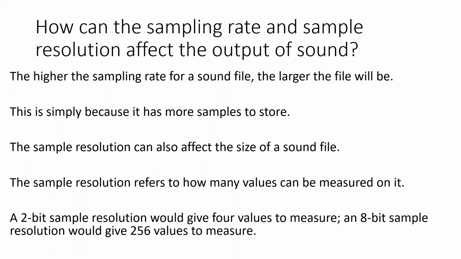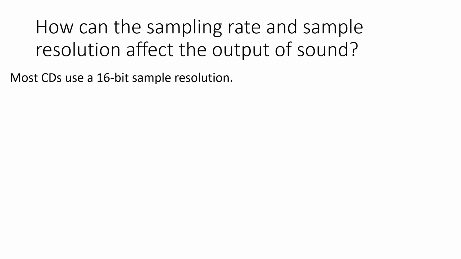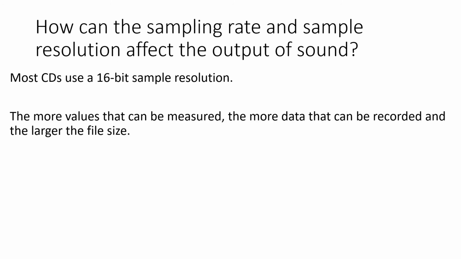Very much like color depth, if you use 2 bits, that will give you 4 values you could measure to represent that sound you heard at that point in time. 8 bits would give you 256 values to measure. So what's sample resolution? How much data we need to store one sample at that one point in time when you've sampled. CDs use 16 bits to represent each sound it hears. The trade-off being, the higher the sample resolution you're using, yes, the more values can be measured at that point in time, but the file size is going to go up.